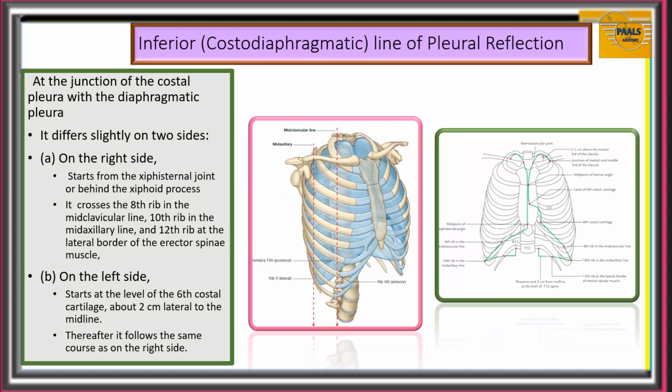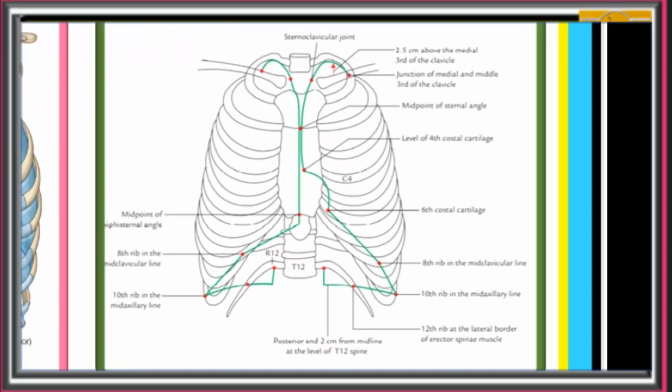We'll take a look at the inferior line of pleural reflection, and this is also called the costodiaphragmatic line of pleural reflection. This is for the right, and then this is for the left. Now this is the junction of the costal pleura with the diaphragmatic pleura. As we noted in the sternal line of reflection, it differs between the right and the left. We'll first look at the right.